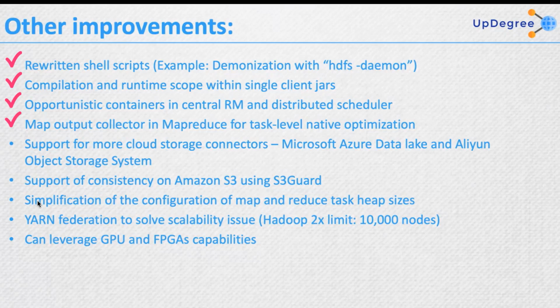Map output collector in MapReduce for task-level native optimization. This is a kind of optimization that they have implemented in Hadoop 3x, where just after the map output, of course, we know that there is a process of shuffling and sorting the data.